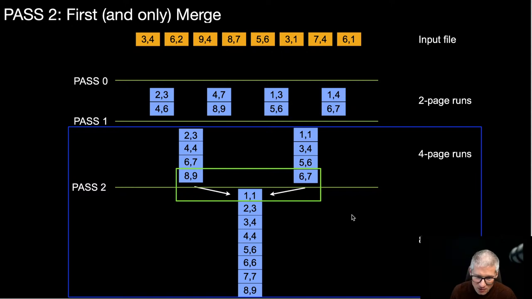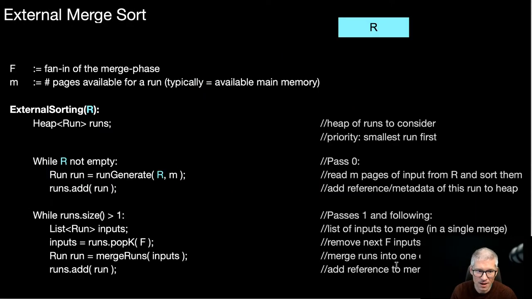And then in the end, you end up with an eight page run, and that contains all the data that was available in the input file. And at no point in time, you kept all the input file in main memory. So that's called external merge sort. And here's pseudocode for how this works.